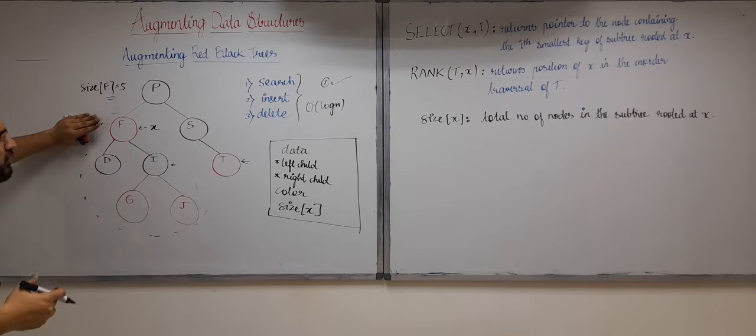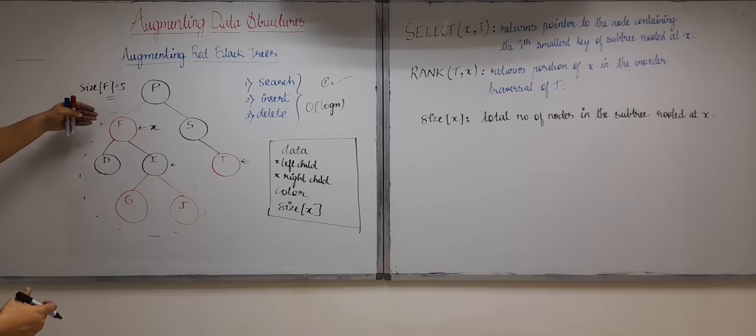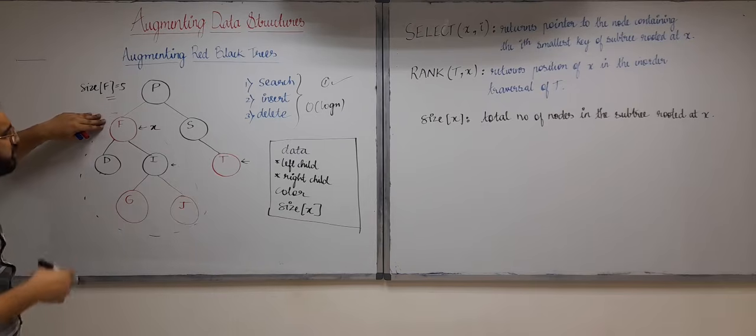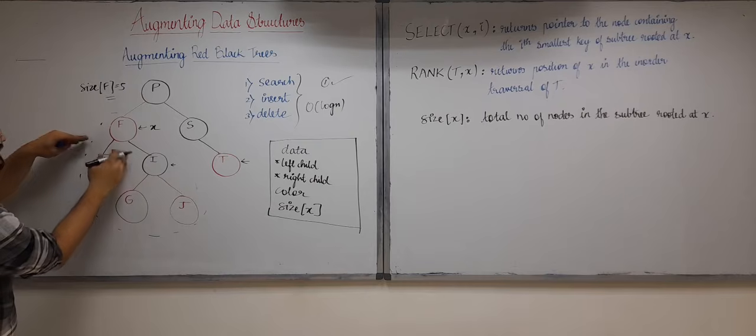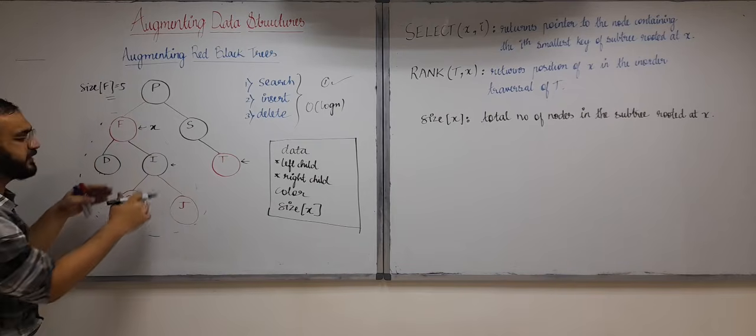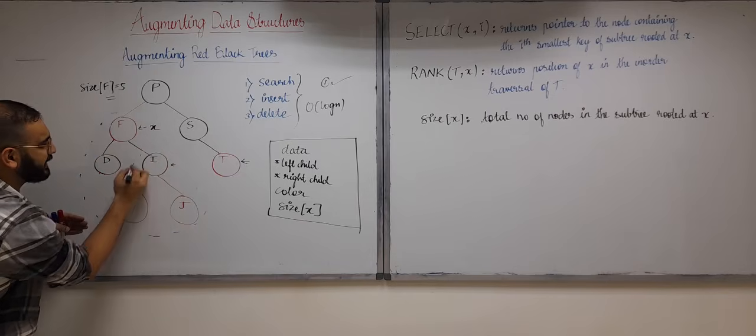So how can size of x be calculated? Or how can we calculate the number of nodes in the subtree rooted at f? So that will be equal to the number of nodes in the subtree rooted at its left child plus the number of nodes in the subtree rooted at its right child, right?